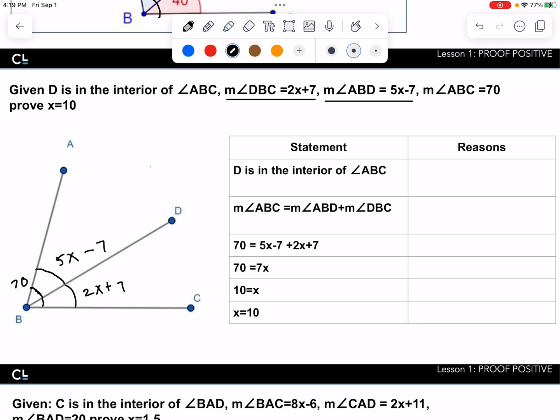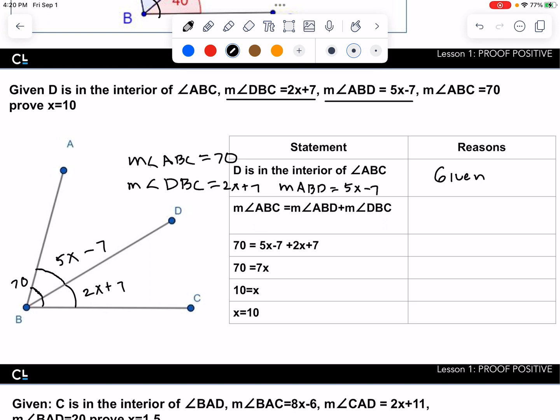Okay, so we're going to start off with the given. I didn't include everything in the given, so I should write that in. We also know not only that D is in the interior of ABC, but we also know that DBC equals 2x plus 7, ABD equals 5x minus 7, and ABC is 70. So those should all be in the given. We know all of those.